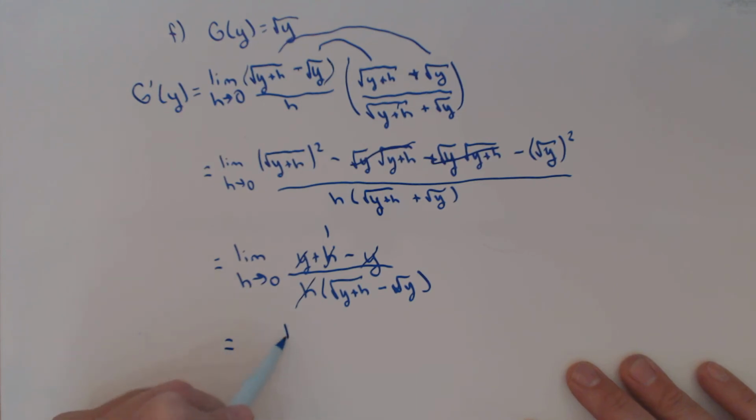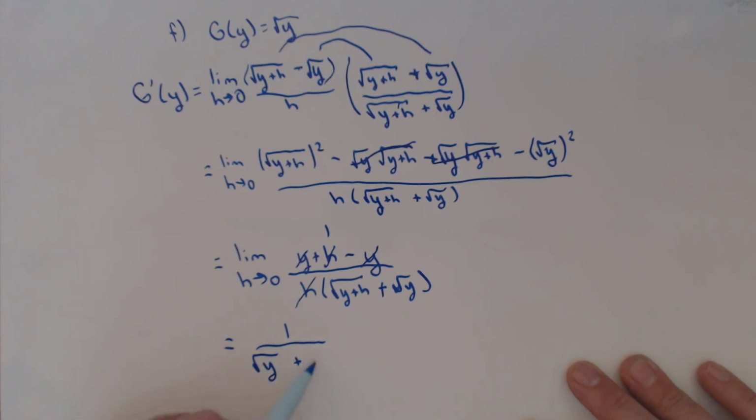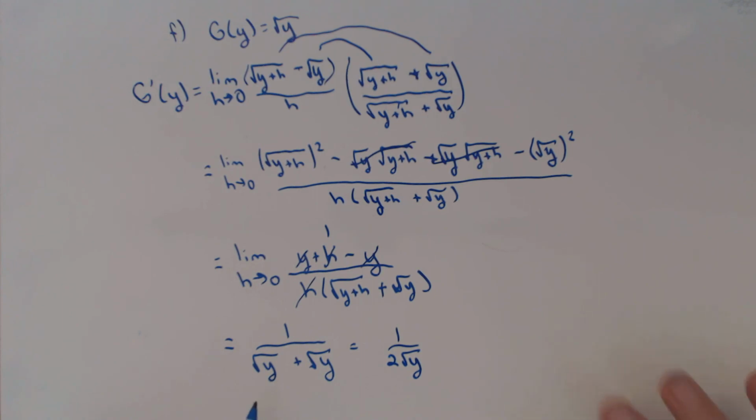So I'm going to take my limit, so I get 1 over. That h is going to become 0, so I'm going to end up with, that should be a plus, sorry, square root of y plus 0, so square root of y, plus square root of y, or 1 over 2 square root of y, and there I have my derivative.